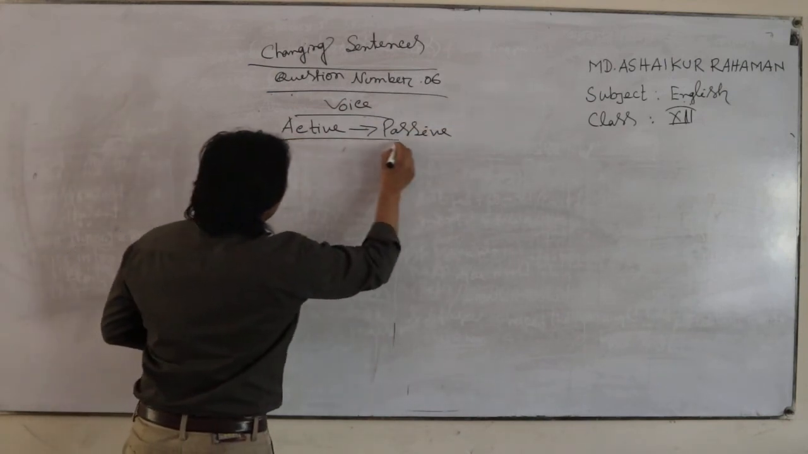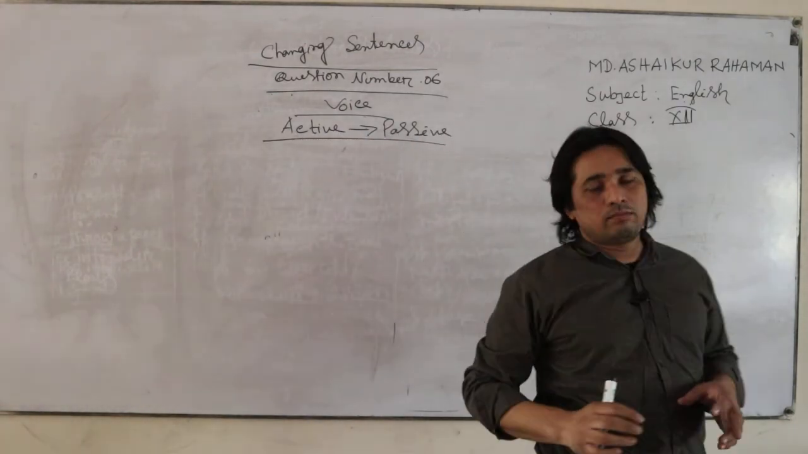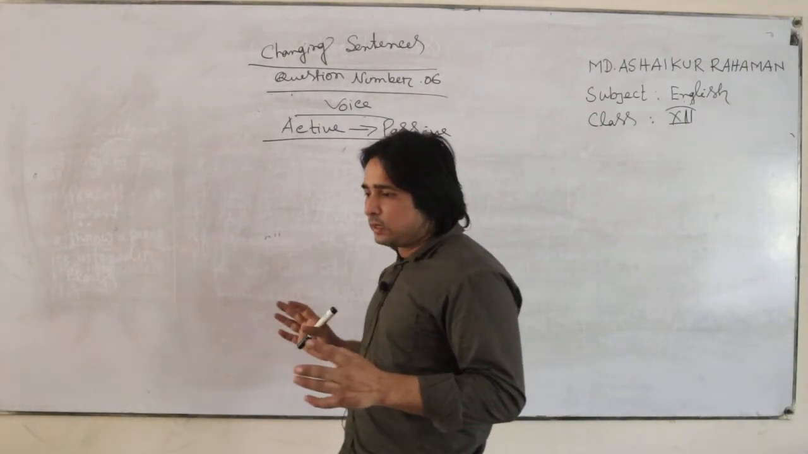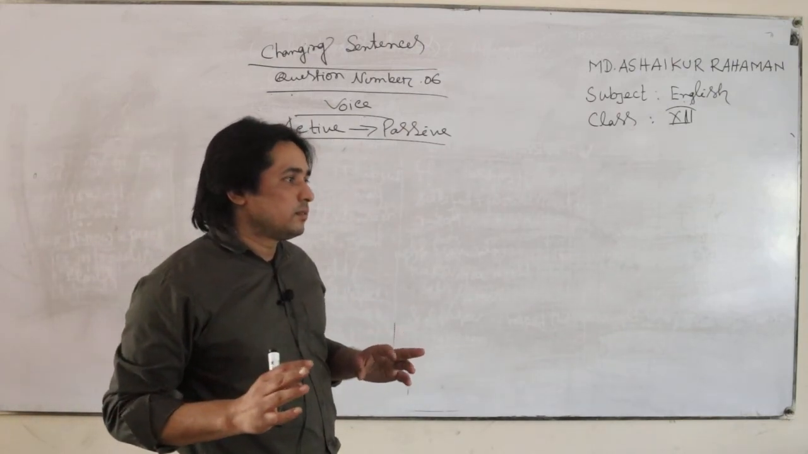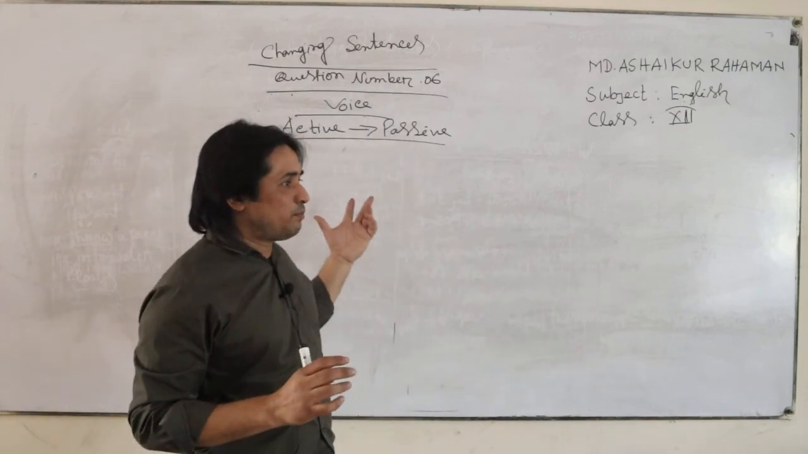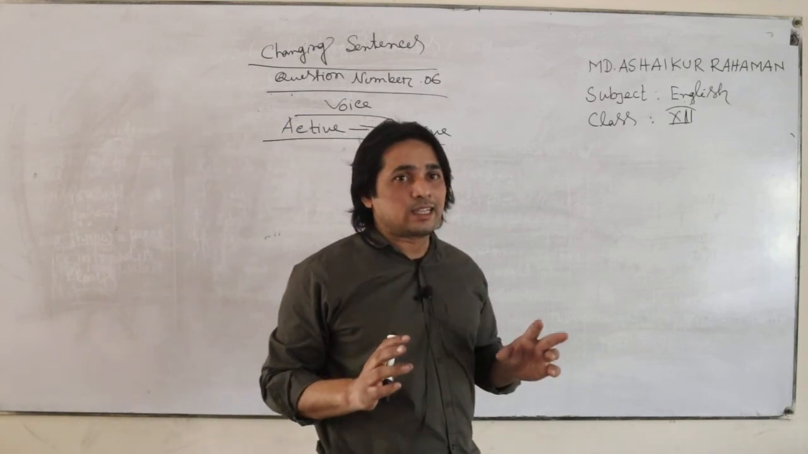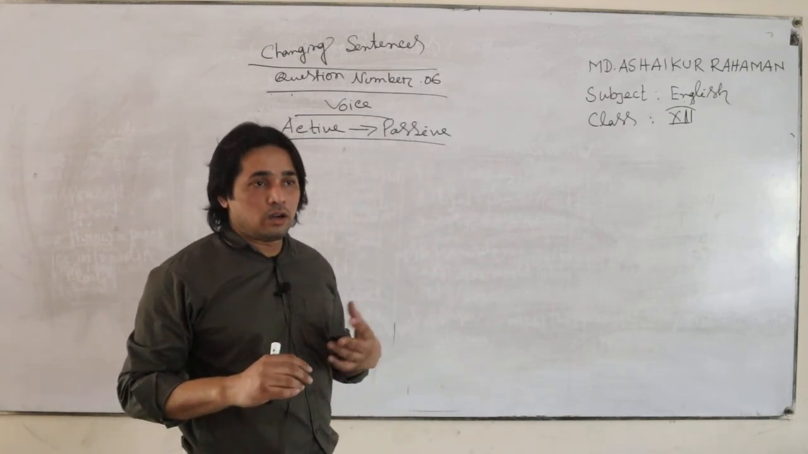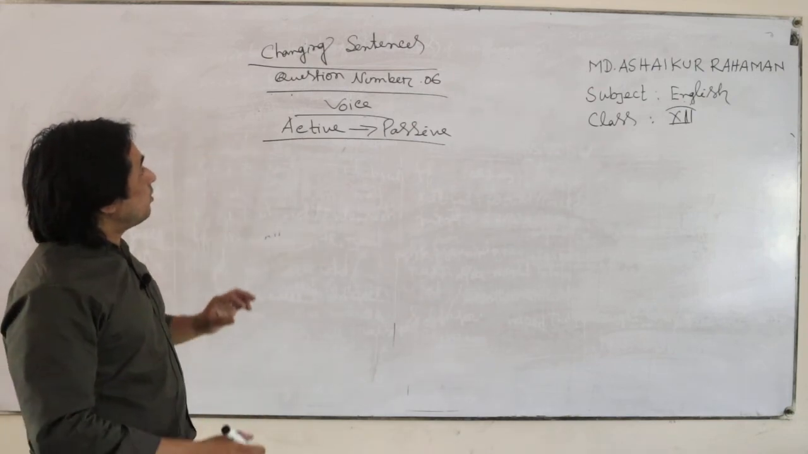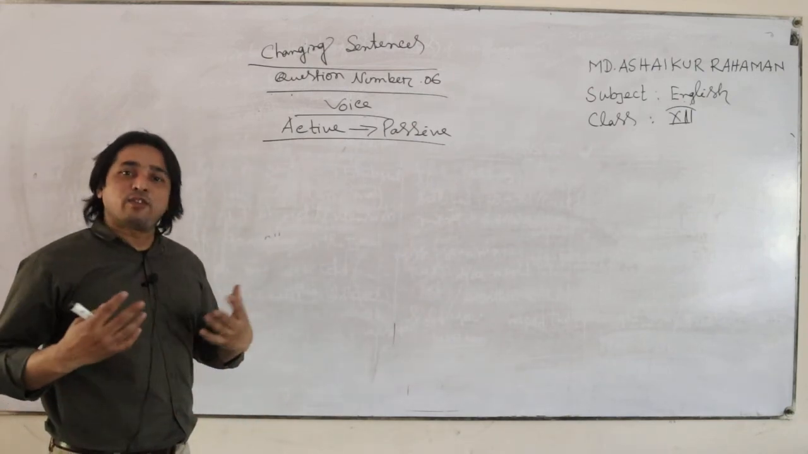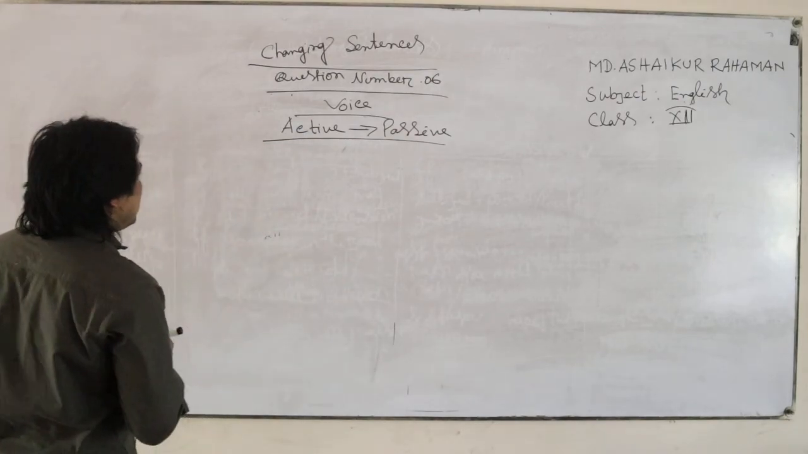Actually, the part related to voice, active, passive, is a vast one, and that's why it may not be possible for me to complete the whole thing related to active, passive, or voice within a single class. That's why we may need one more class or 2 more classes. So let us start our class and go as far as we can within the limited time.